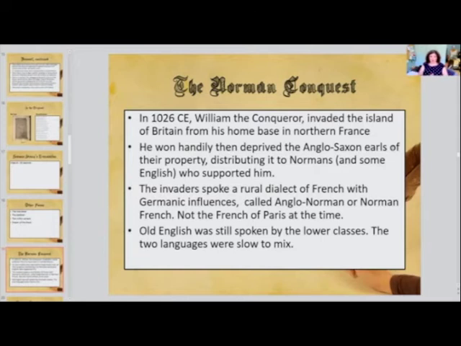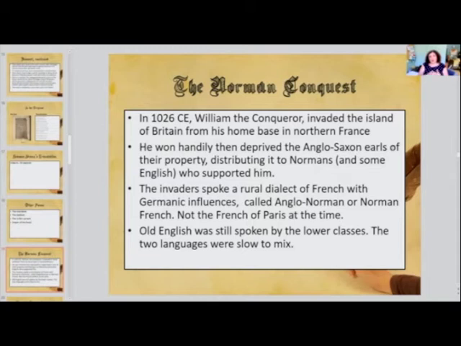We have a lot of wars, and this was a biggie. He won pretty handily, and he took all the property of Anglo-Saxon earls and gave it to his people, to the Normans, and some of the English who supported him. The invaders spoke a dialect of rural French that had a lot of Germanic influences. France and Germany shared a border, and oftentimes language and culture spilled pretty heavily between them. If you go to modern Alsace and Lorraine, the French they speak is heavily German influenced to this day.